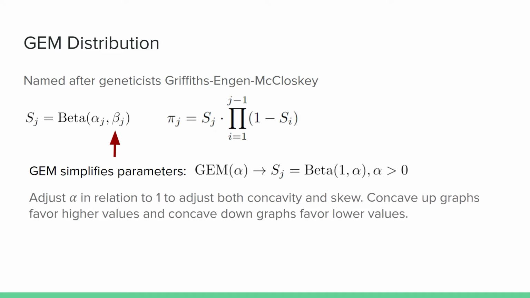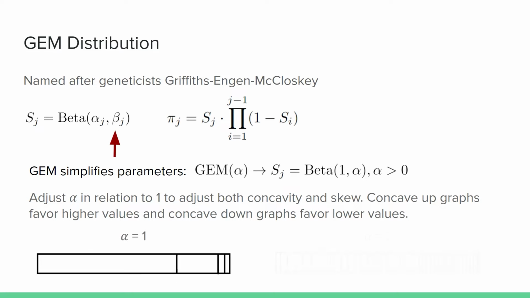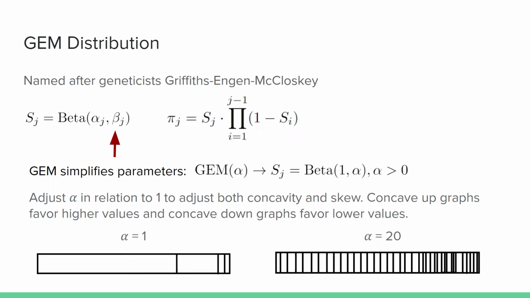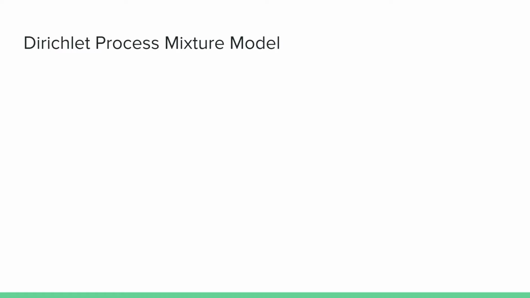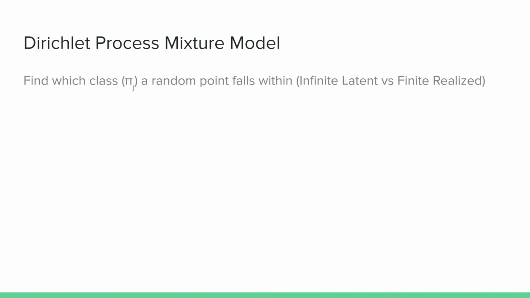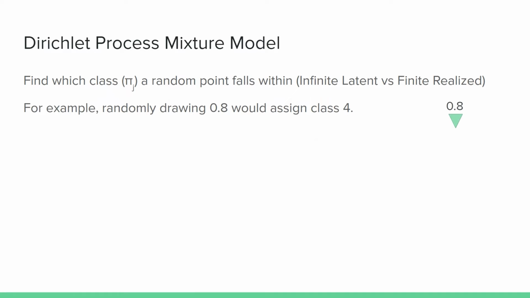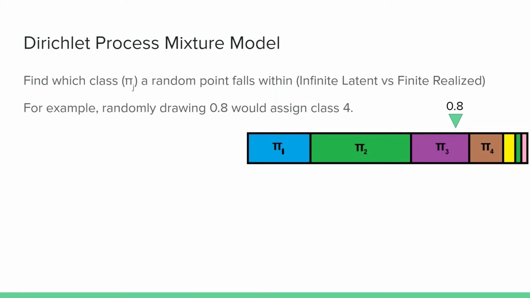We can adjust this in relation to 1 to either favor really high or really low values, which represent what portion of the remaining stick each pi will break off. Shown below, a higher alpha produces a more even breaking of all these infinite pi's. We manage this infinity by not sectioning off all the class probabilities until we want to assign that particular class. For example, we uniformly draw some value between 0 and 1, like 0.8, then use this sectioning to determine it falls under class 4.